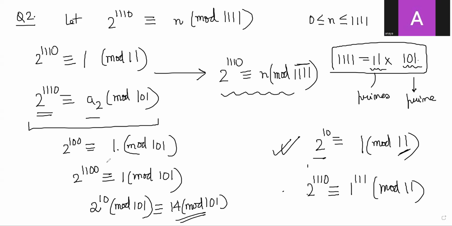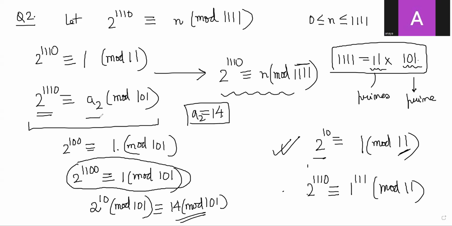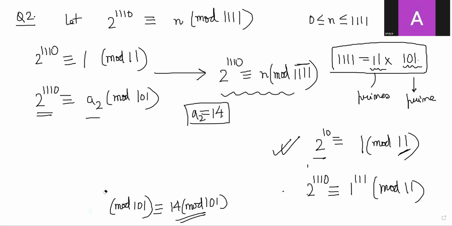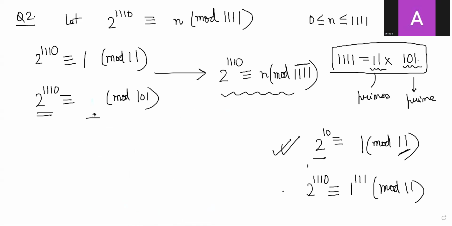2 power 10 is 14 mod 101 and 2 power 1100 is 1 mod 101. So obviously this will be 14, right? So now you have both the values. We are using Fermat's little theorem and raising it to powers and then figuring out A1 and A2, right? So we are getting this is A1, this is A2, and now we have to find N. Now you have to apply Chinese remainder theorem and do the process that we had learned.